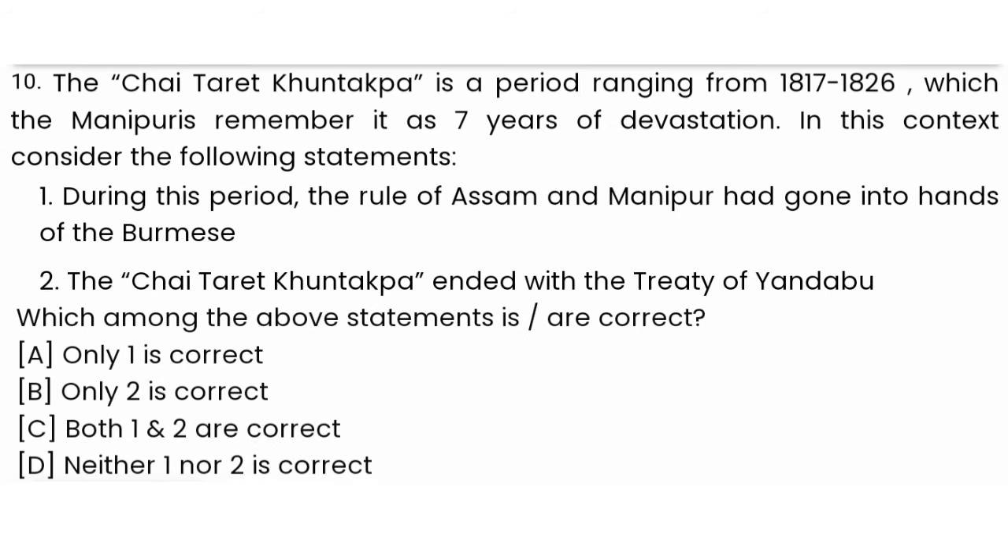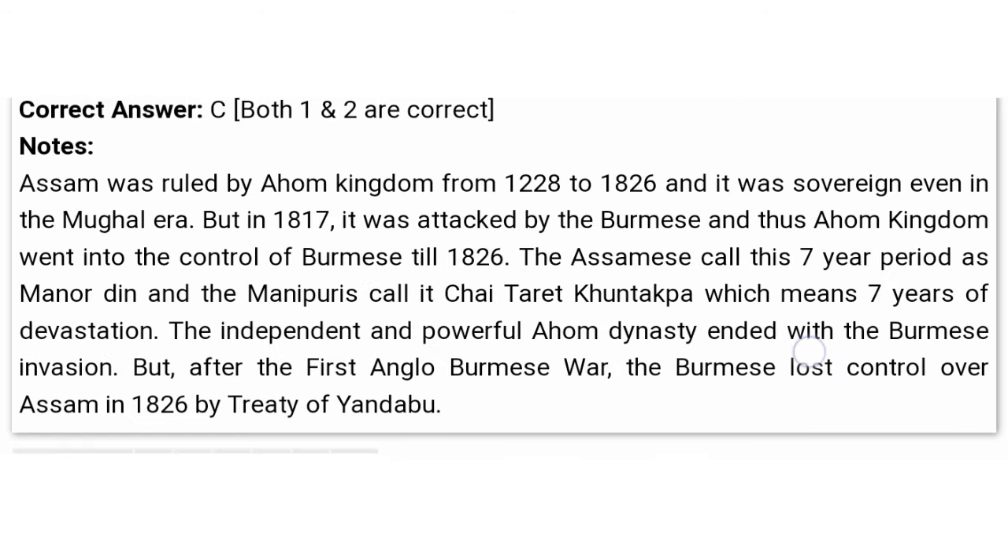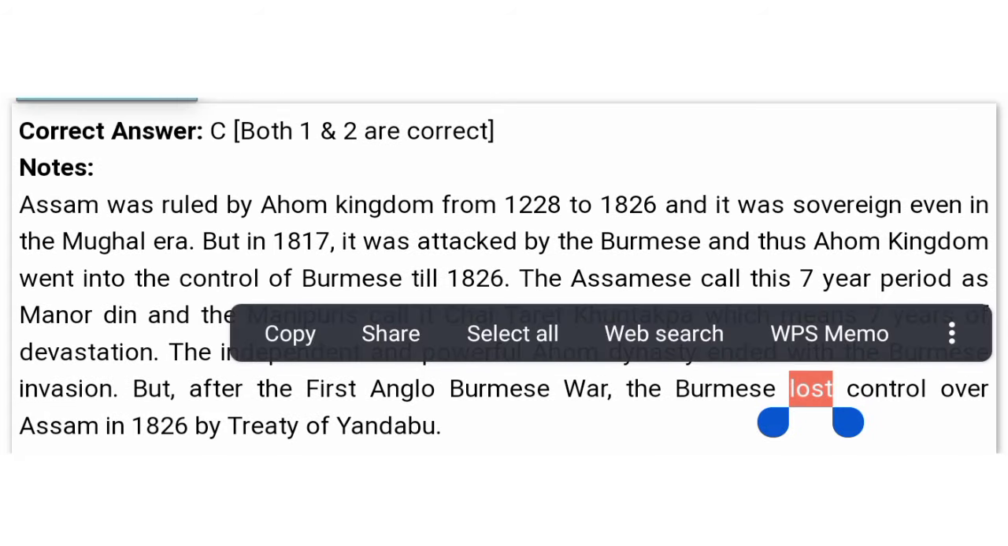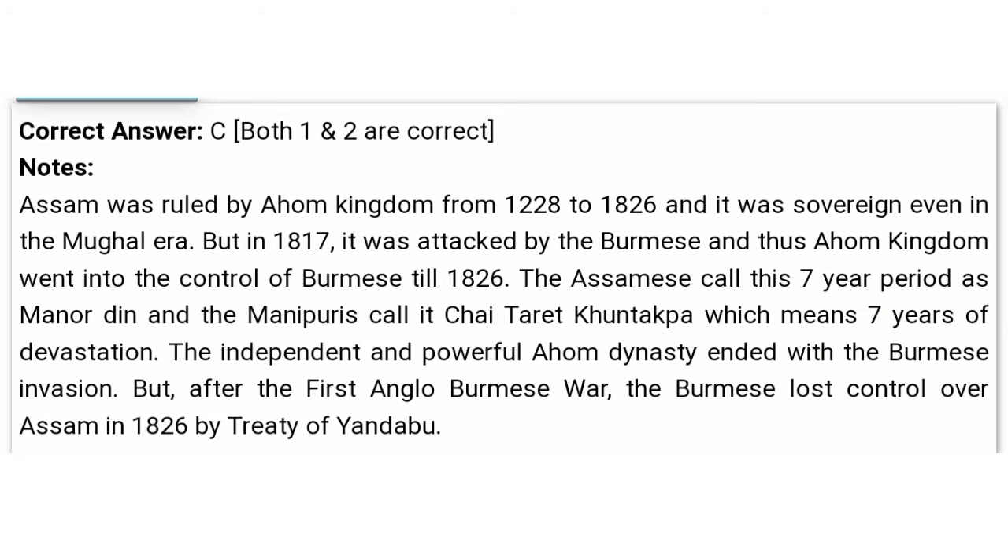Next question. The Chahi Taret Khuntakpa is a period ranging from 1817 to 1826, which the Manipuris remember as 7 years of devastation. In this context, consider the following statement. Here's the option for you. And the correct answer for this question is option number C, both 1 and 2. You can pause the video for this explanation.